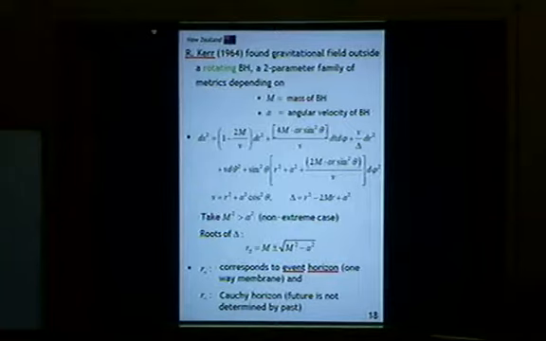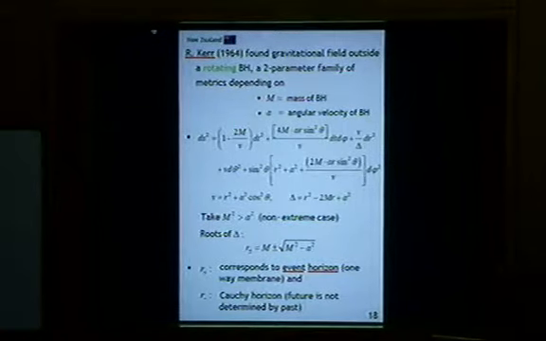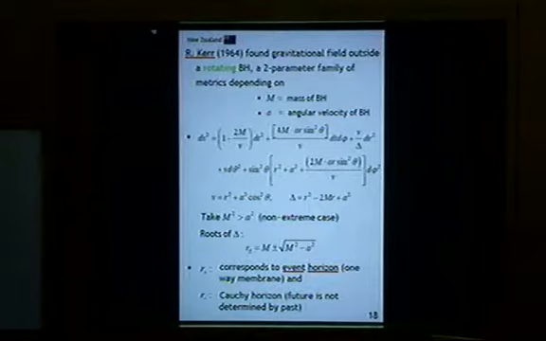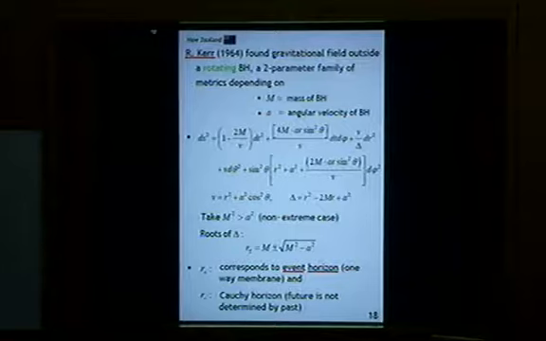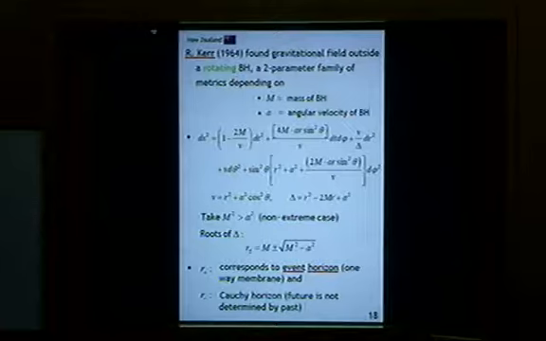The roots of delta, there are two roots then. If m squared is bigger than a squared, you get two roots, m plus or minus the square root of m squared minus a squared. The r plus, the one with the plus sign, corresponds to the event horizon or the black hole. Now you see that was just like in the Schwarzschild case where the coefficient of dr squared becomes infinite. That defines the black hole. Now the r minus is what's called the Cauchy horizon, and that's inside the black hole. The future is not necessarily determined by the past. So things get really out of control inside the black hole.